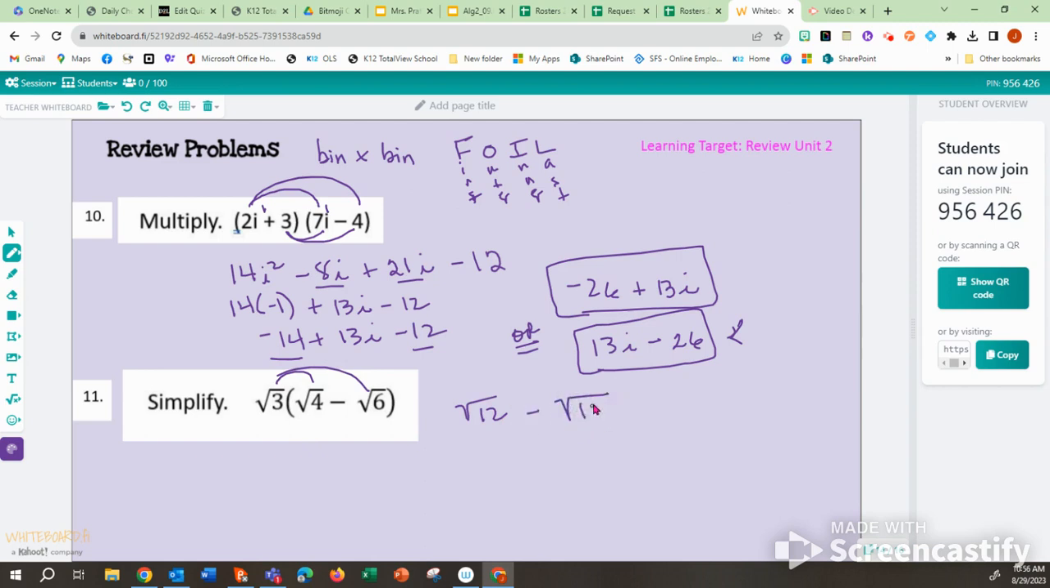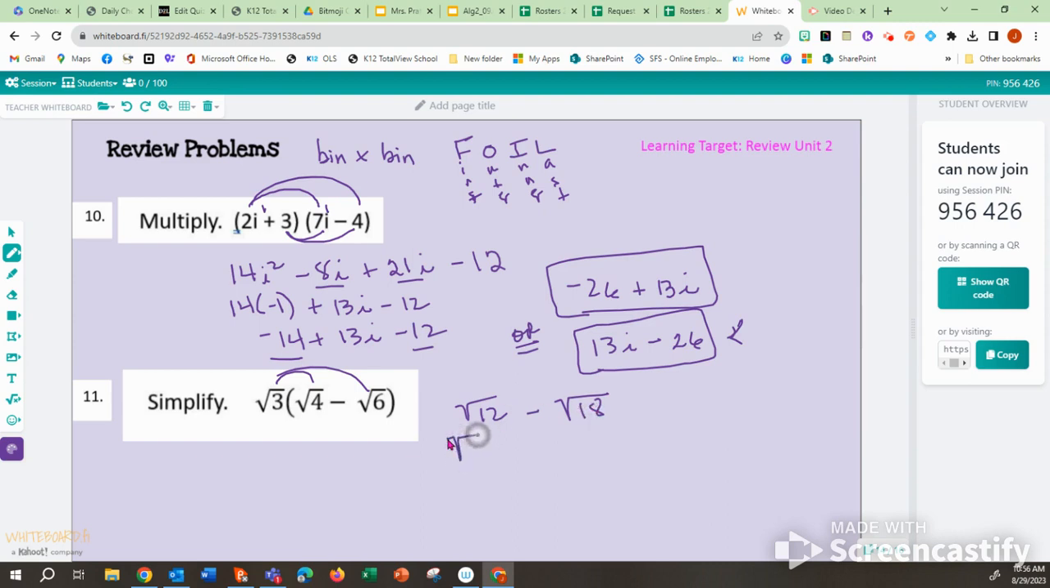Whew, having trouble multiplying today. My brain's got all kinds of things going on. I can't subtract a square root of 18 from a square root of 12 because those are not like terms, and I do have to have like terms when I'm adding and subtracting. But these are not simplified.